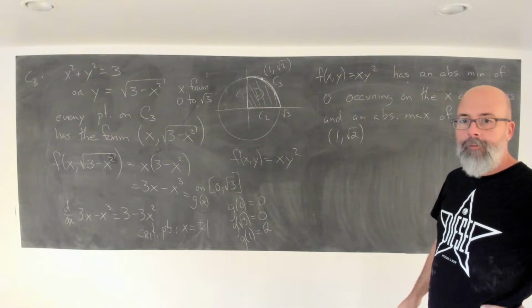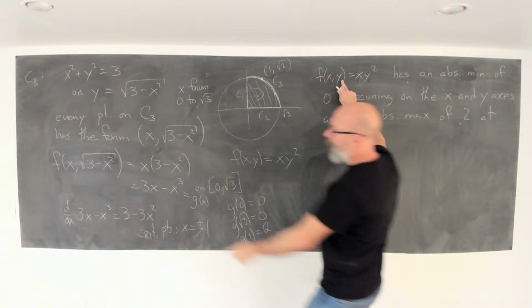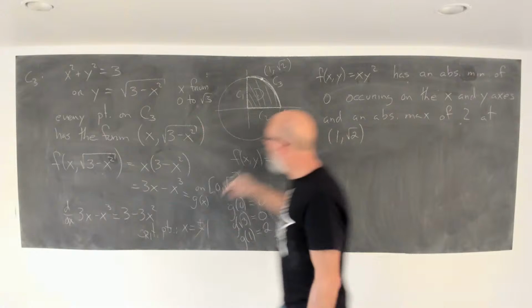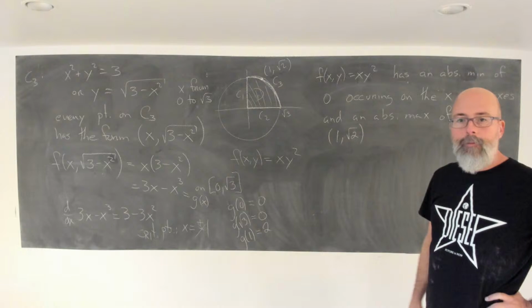Marie is asking why this is true, but you know that f of x, y is x y squared, right? So here I'm looking at this part of the circle only. So plug this in for y, and you get the function that was stated right there. Questions?